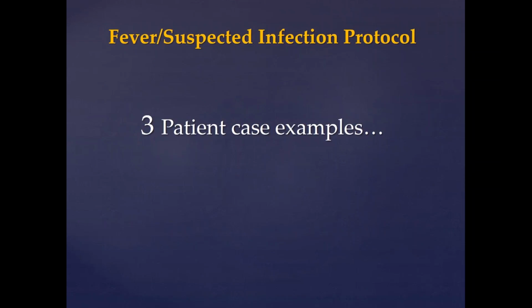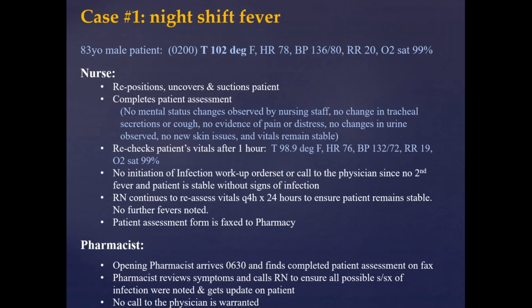So now we're going to go over some case examples. The first one is always everyone's favorite, but it's a night shift fever, temperature of 102, but all your other vital signs are stable on this patient. So the nurse goes in, repositions, uncovers, suctions, and does a complete patient assessment, doesn't find any mental status changes, no changes in tracheal secretions or cough, no pain, no distress, no changes in urine, no skin issues, and the vitals remain stable.